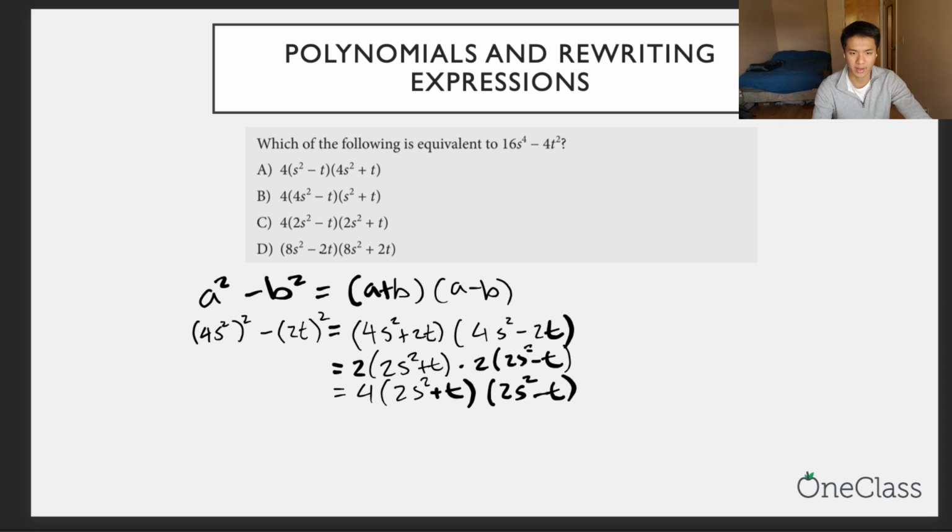And that, if we go back to revisit the equations, should be very similar to one of the answer choices we have, and that's going to be answer choice C, right? 4 times 2s squared minus t times 2s squared plus t. That's going to be the same as what we got, and that will be our correct answer.